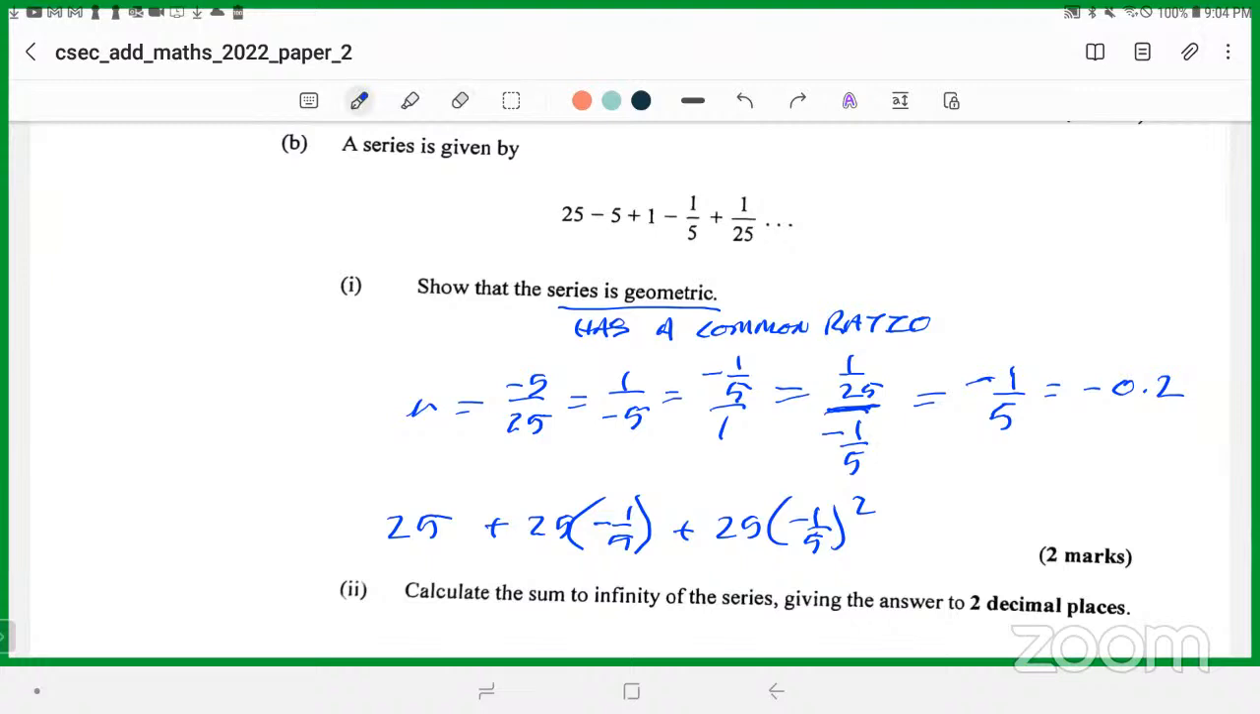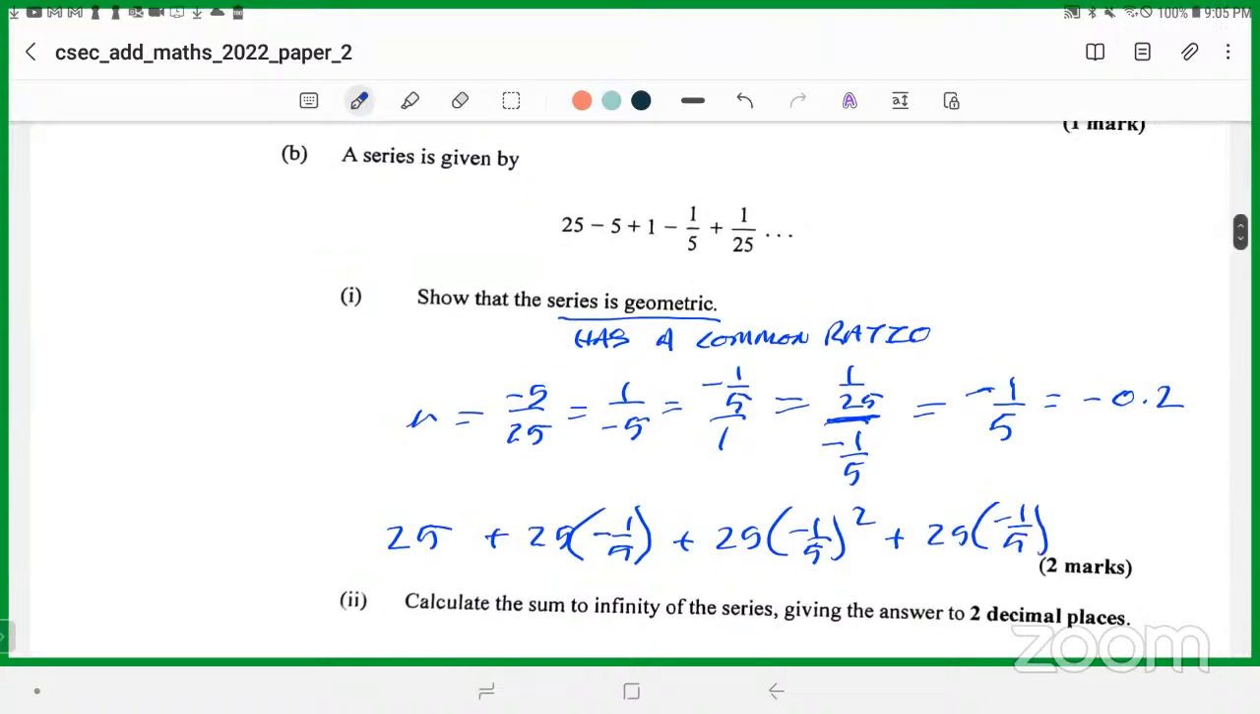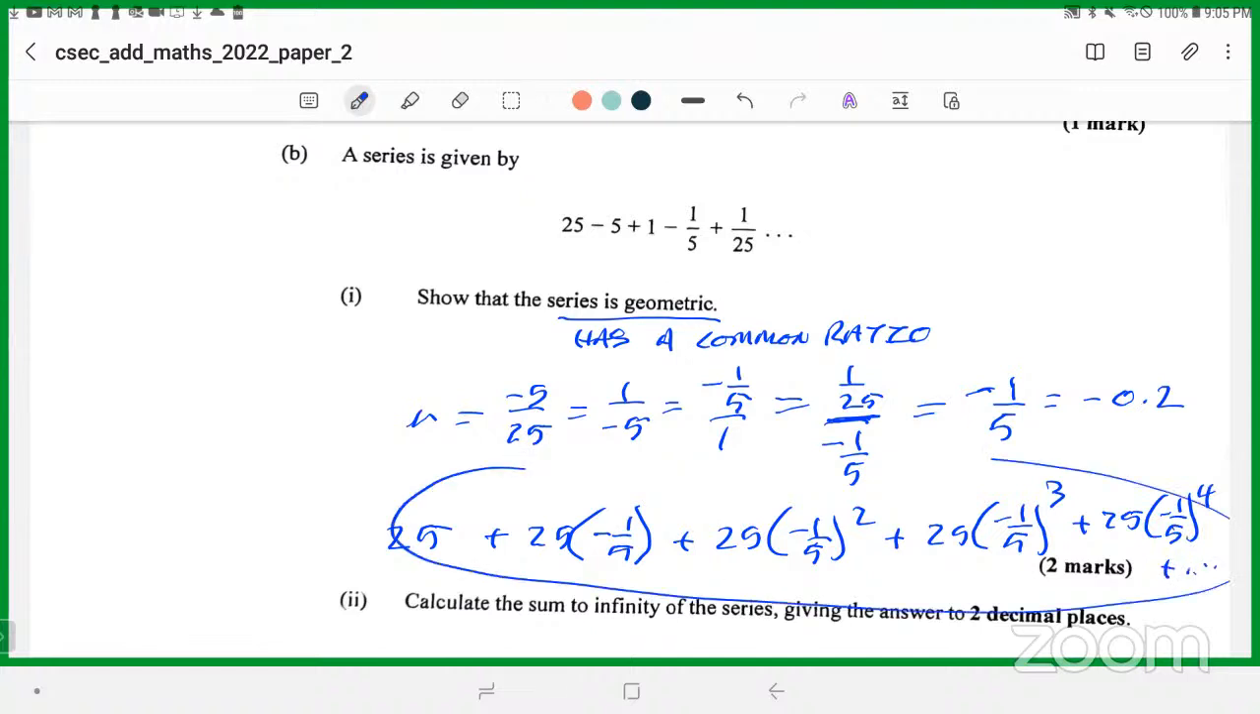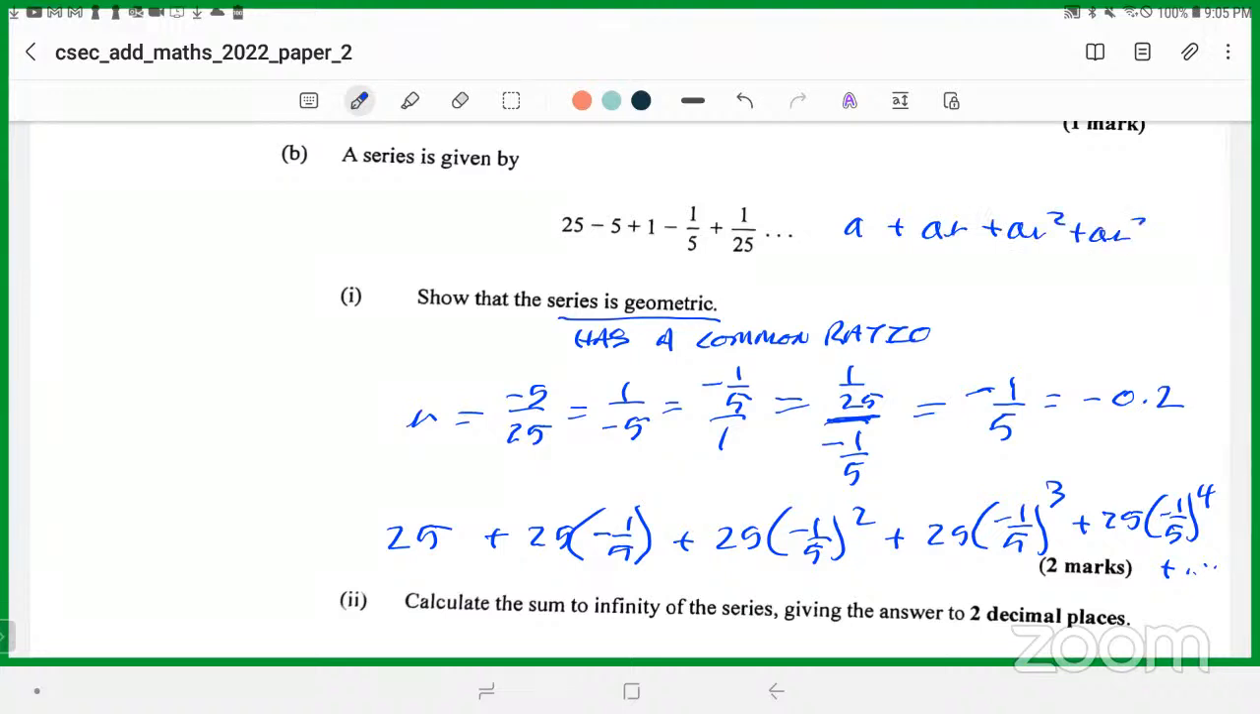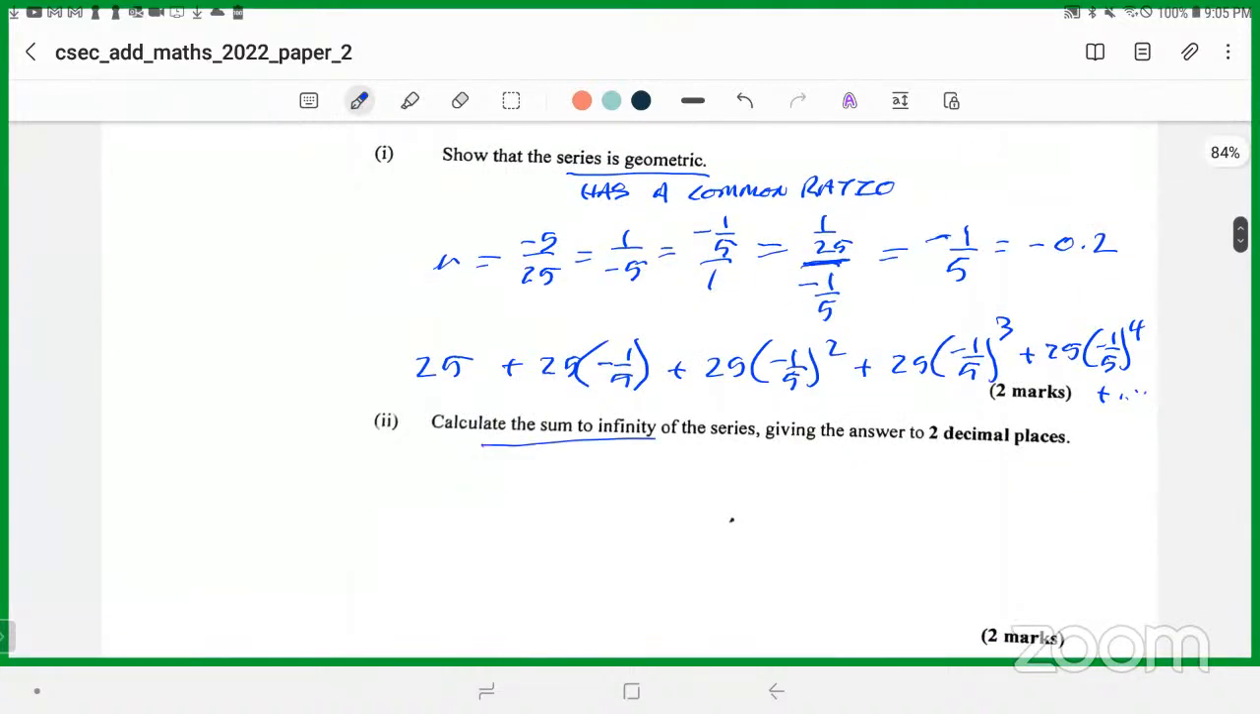All right. So if we were to complete this one, it then would be 25 times -1/5 cubed, and then 25 times -1/5 to the 4th power, and so on. That's another way to show that it is a geometric progression, because it is in the form a plus ar plus ar squared plus ar cubed, and so on. All right. It says calculate the sum to infinity, giving the answer to 2 decimal places.